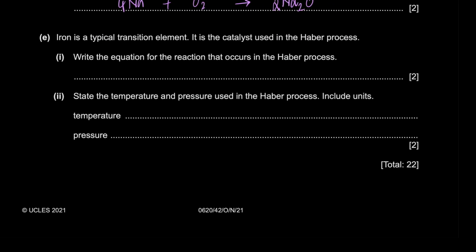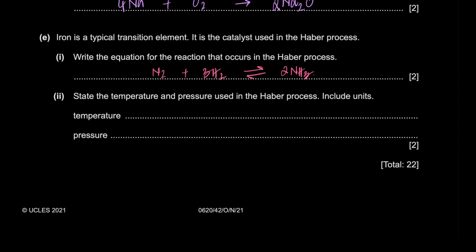Iron is a typical transition element. It is the catalyst used in the Haber process. Write the equation for the reaction that occurs in the Haber process. People would get confused and start writing an equation with iron. There shouldn't be one because it's a catalyst. N2 reacts with 3H2. I don't think we need state symbols over here again. Didn't specify. 2NH3.